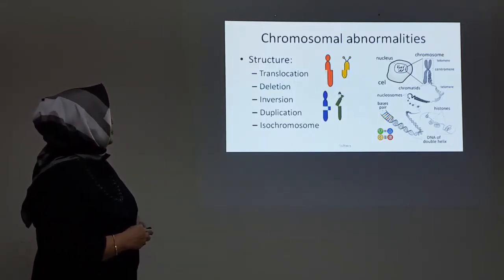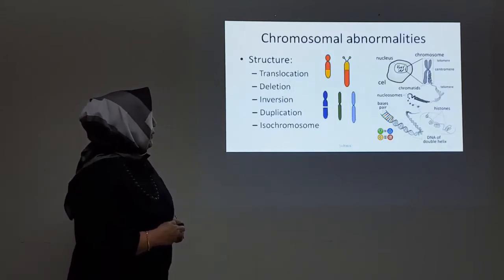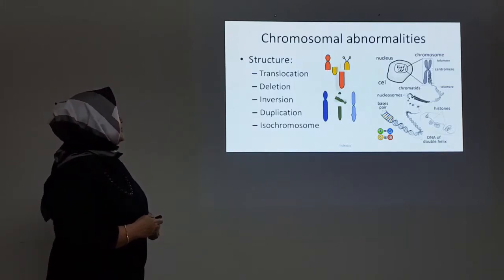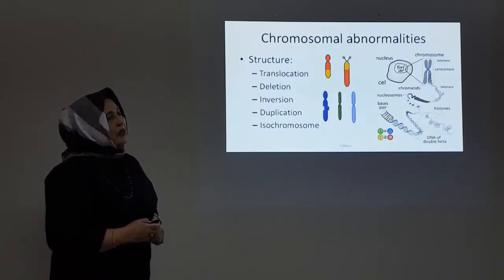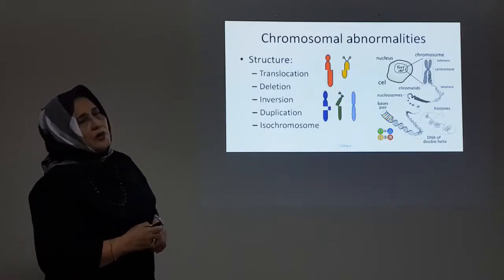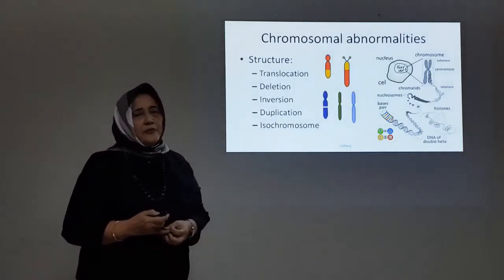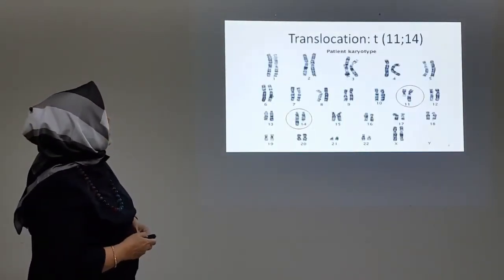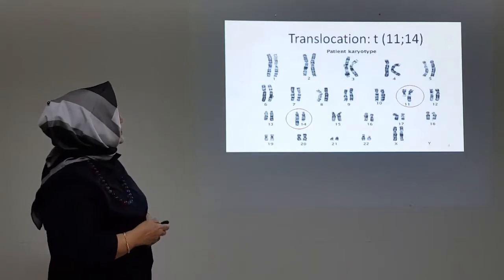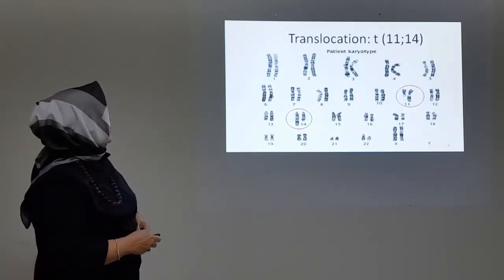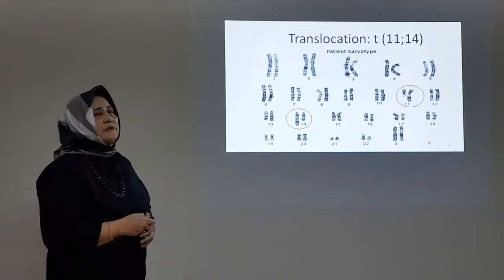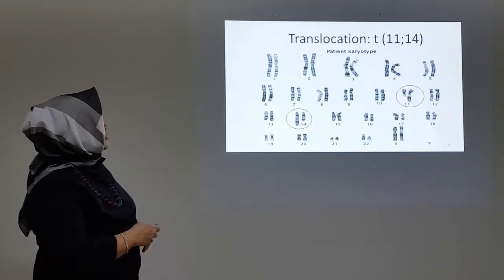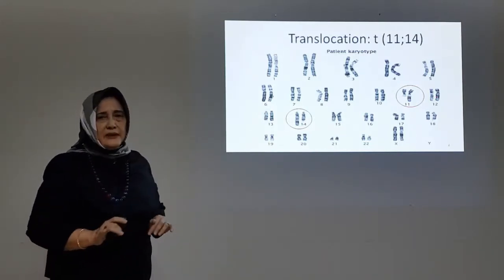And then the next one is duplication. There are extra part of the chromosome come from the same chromosome. And person with this duplication will be abnormal. And then isochromosome, when the chromosome consists of only both P arm or both Q arm. This is an example of translocation between chromosome 11 to chromosome 14. This person will be normal because of the balanced translocation. So part of the chromosome just move here, but there is no gene missing.